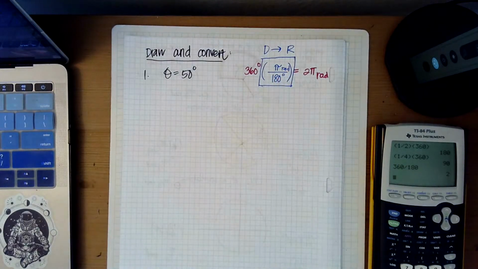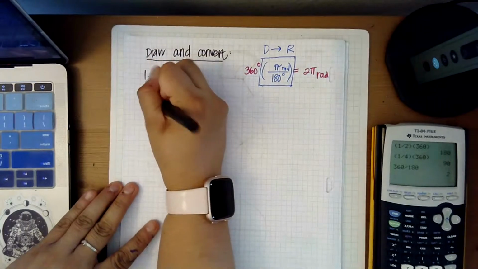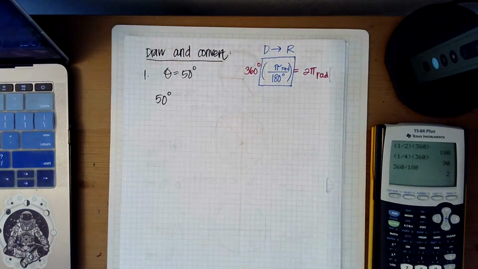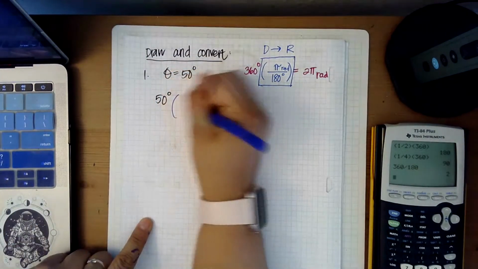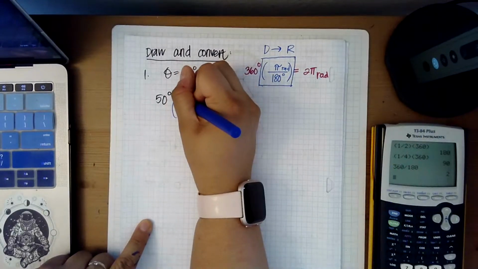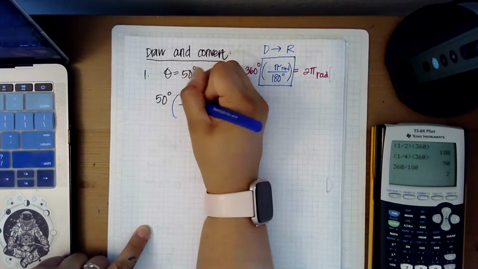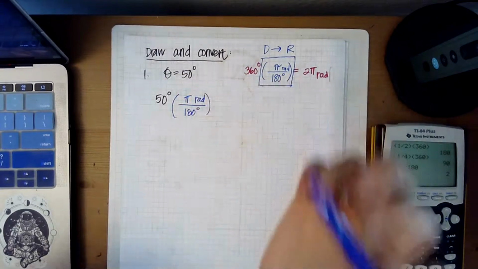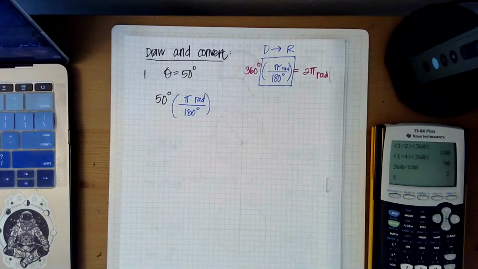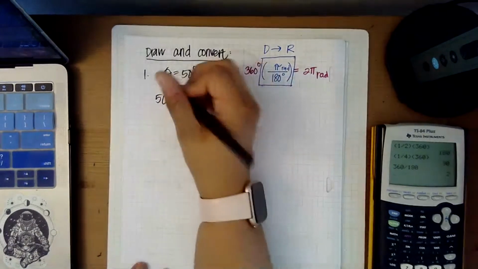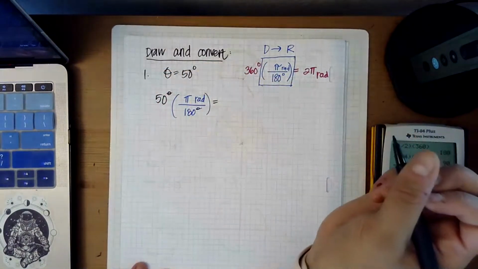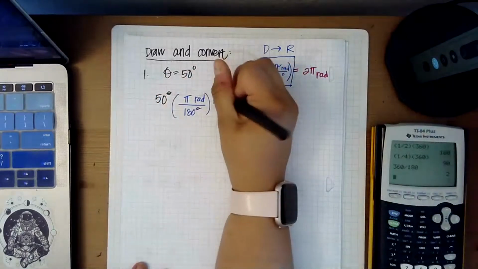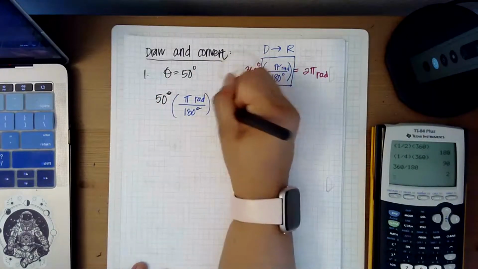So let's see if it works. Again, I have 50 degrees. I'm going to multiply that by my unit conversion, which is pi radians over 180 degrees. And I'm going to see what that gives me. Again, the degrees and degrees cancel. So I now have 50 pi over 180.